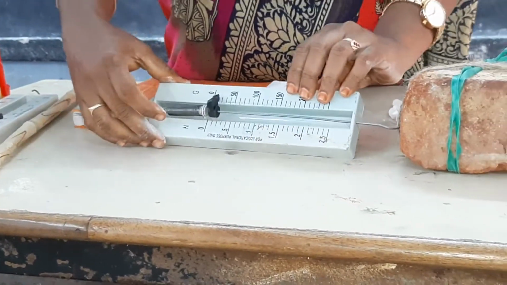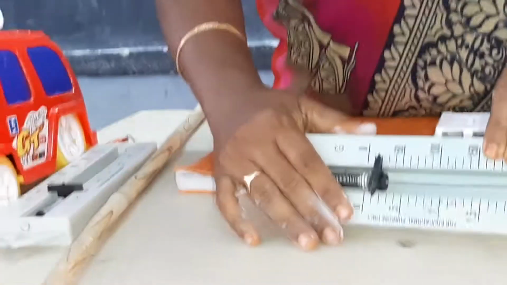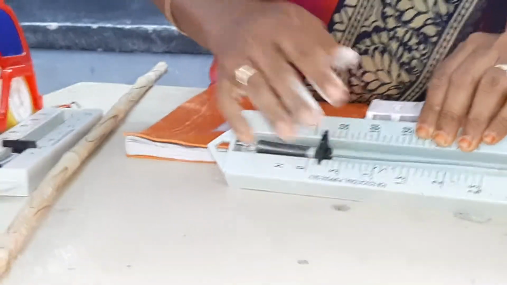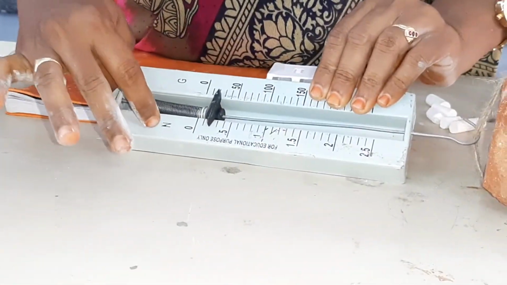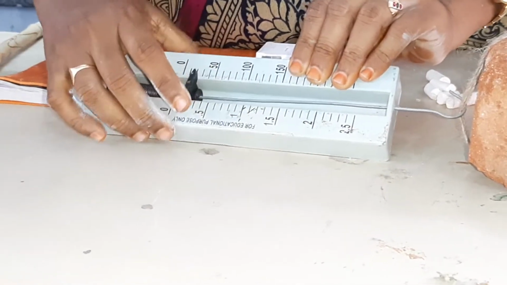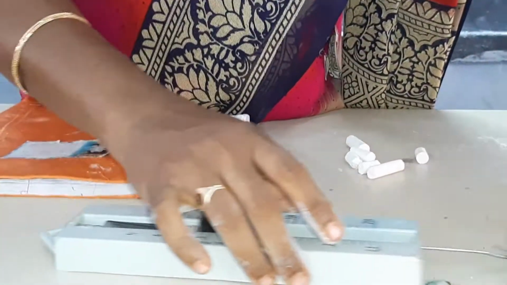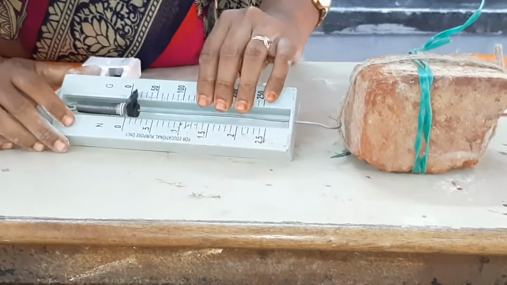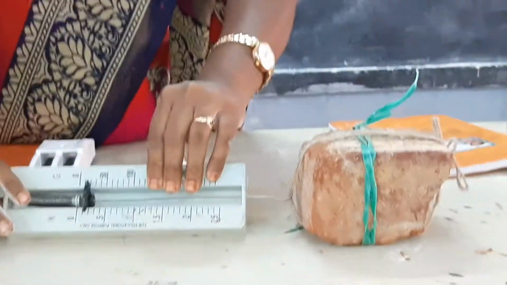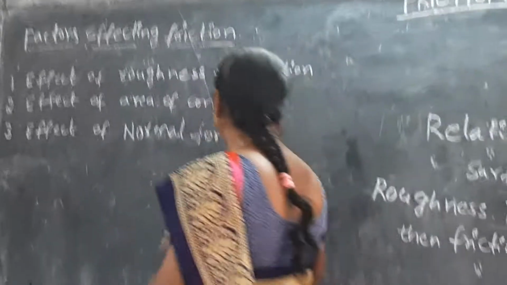Here we observe this spring balance is used to measure the applied force. We note the reading in newtons. Then here we observe the frictional force. The frictional force is equal to the applied force but in the opposite direction.